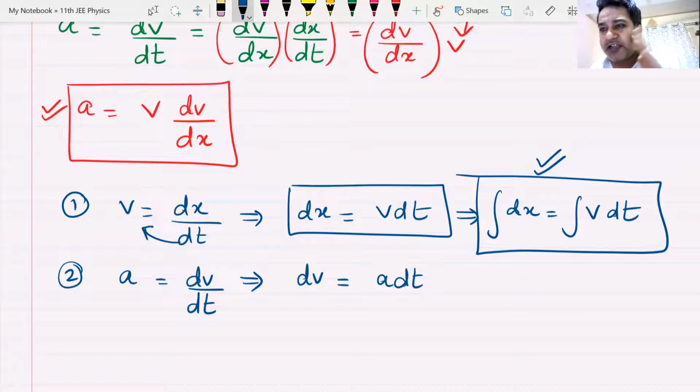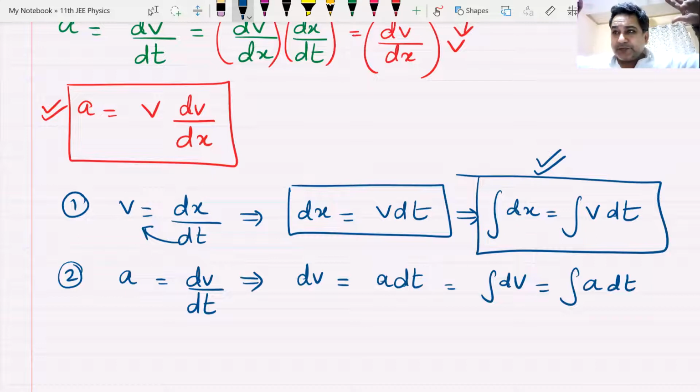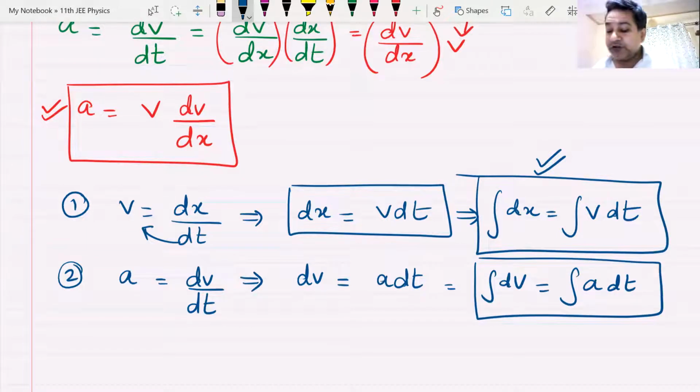Yes or no? Can I have some raised hands? To get the value of total change in velocity, I can integrate this. So this becomes a dt. Am I clear? Raise hands. It will give me some confidence that it is clear. It is getting clear to everyone. Okay, so this is how you can write this.